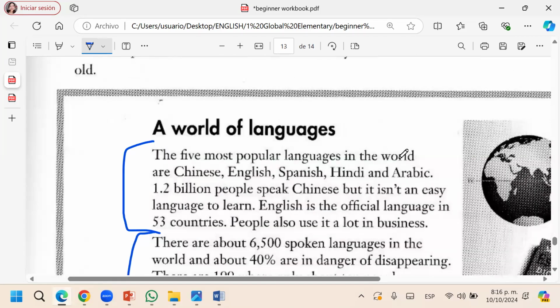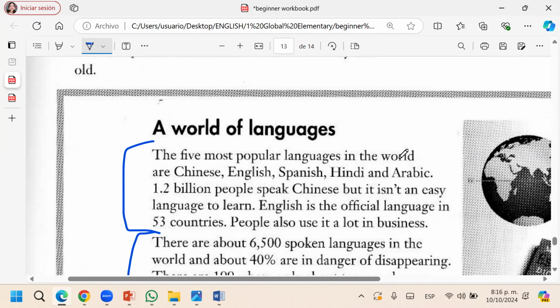The 5 most popular languages. ¿Quién quiere leerlo? Who wants to read the first paragraph? Yo. Yeah, I may read it. The five most popular languages in the world are Chinese, English, Spanish, Hindi, and Arabic.